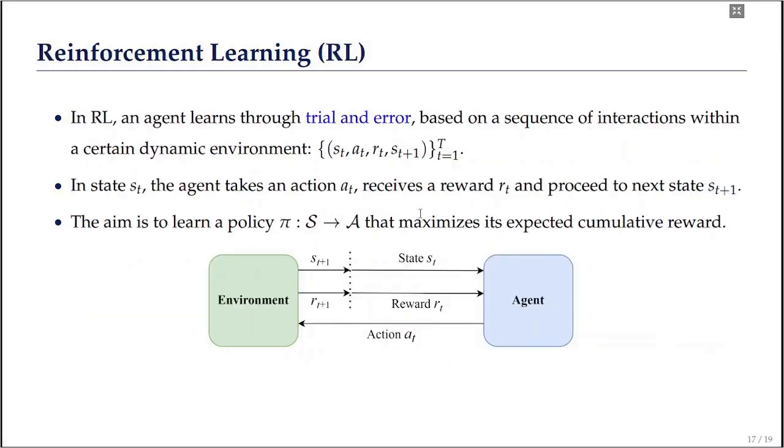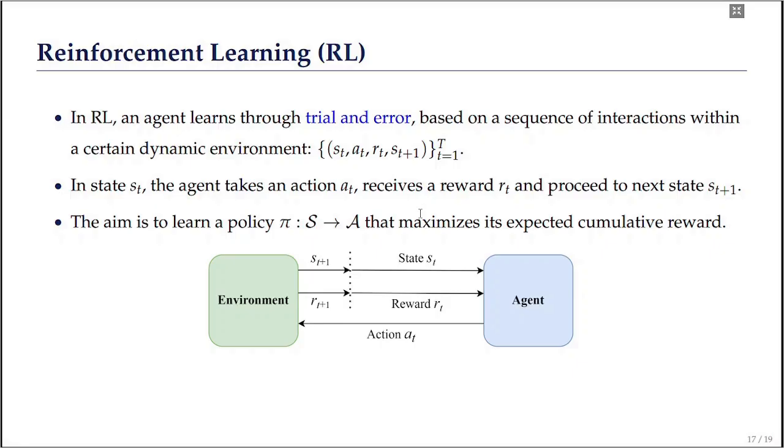And the third type of learning is reinforcement learning. Now, in reinforcement learning, an agent learns through trial and error based on a sequence of interactions within a certain dynamic environment. So, in a particular environment, the environment may be in state ST, then the agent takes an action AT. After that, the agent will receive a reward RT for taking that action AT. And then the agent moves to the next state ST plus 1. So the aim here is to learn a policy that maps the states to the actions in order to maximize its expected cumulative reward.